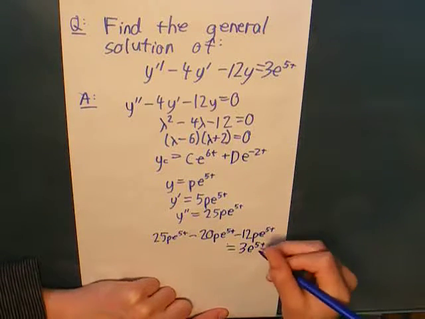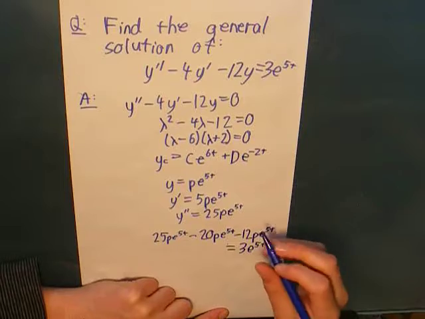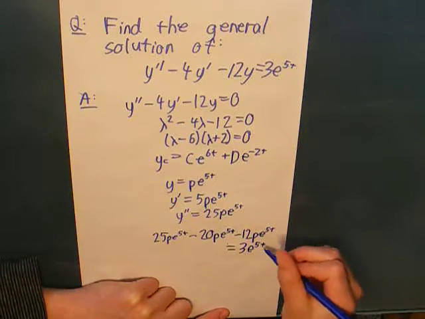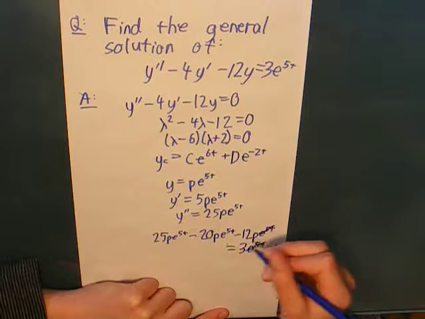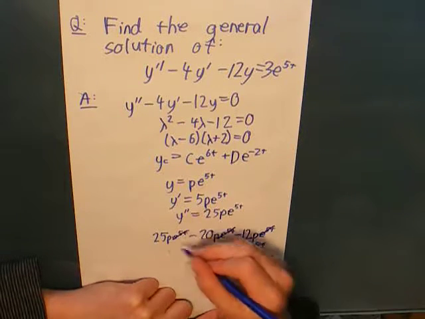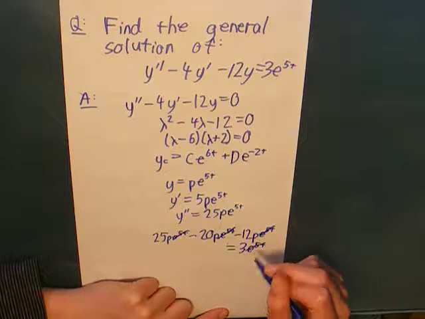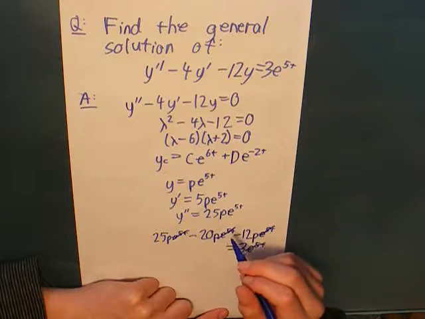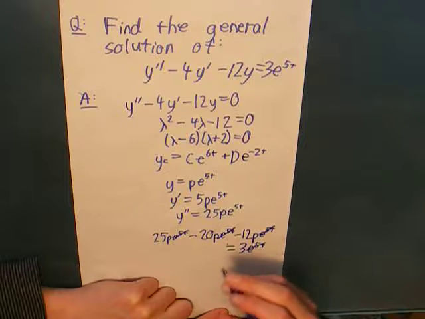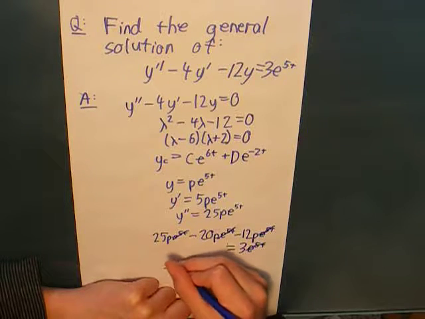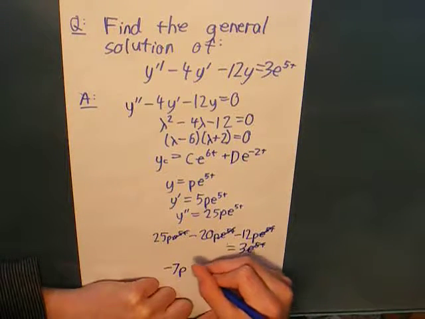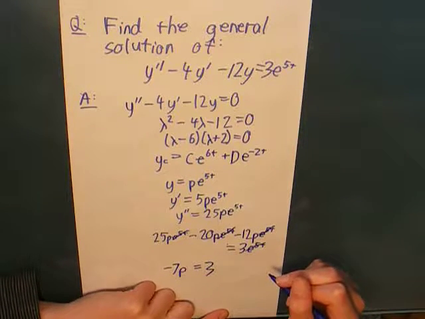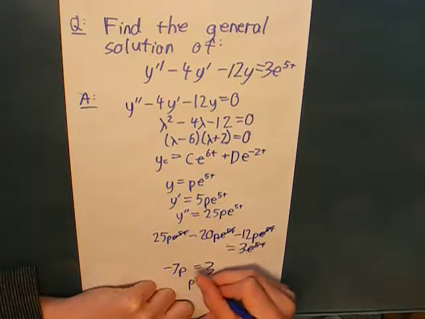Now you can just take all the coefficients of e to the 5t or divide through by e to the 5t, however you want to think about it, because e to the 5t is never 0, so we're allowed to do that. So these can all be cancelled. And there's just quite a simple equation now. 25 minus 20 minus 12, that's just 5 minus 12 or minus 7. So minus 7p equals 3. Let me just check that's right. Yeah. So p is minus 3 over 7.